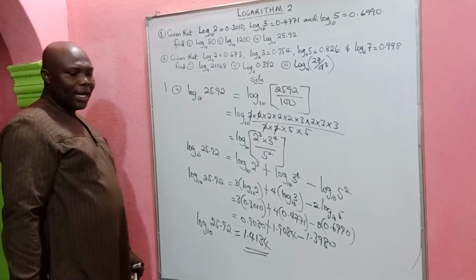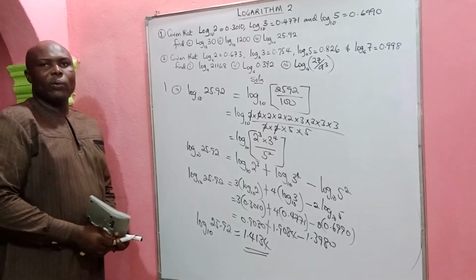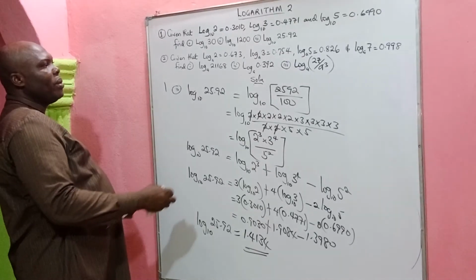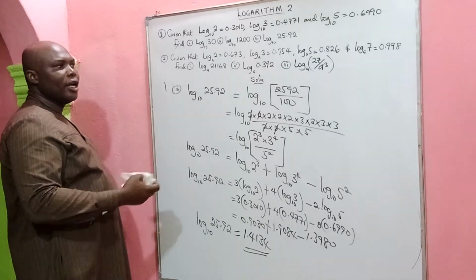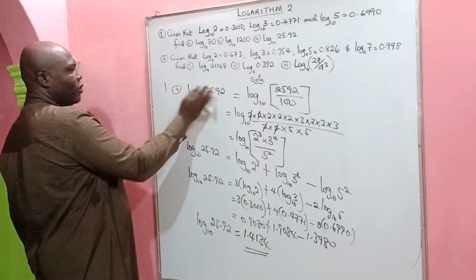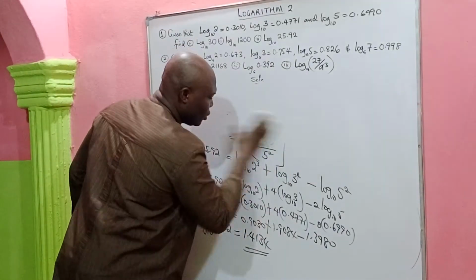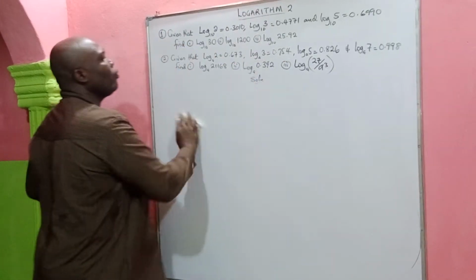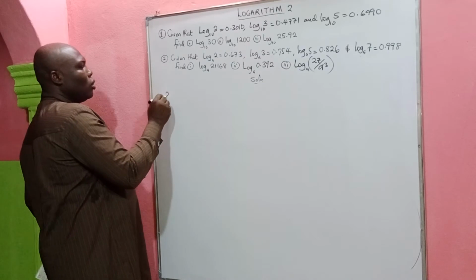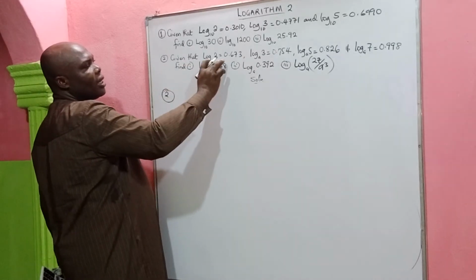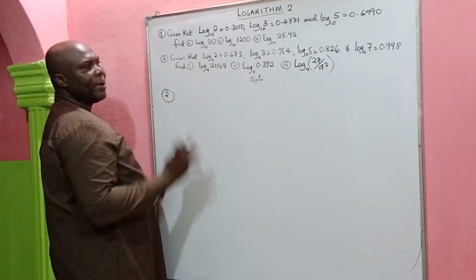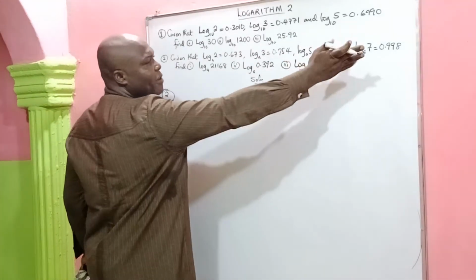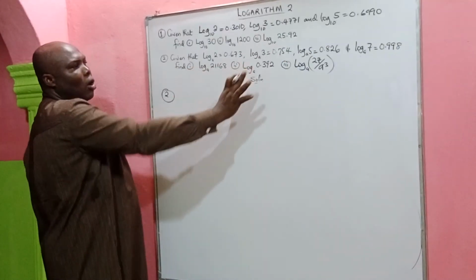Now the next part is applied the same way, but I'm going to show you what to do. Maybe I'll just solve one and then you try the last one by yourself. In part 2, we've been given log 2 to the base of A, log 3 to the base of A, log 5 and log 7, and you're asked to find all this.